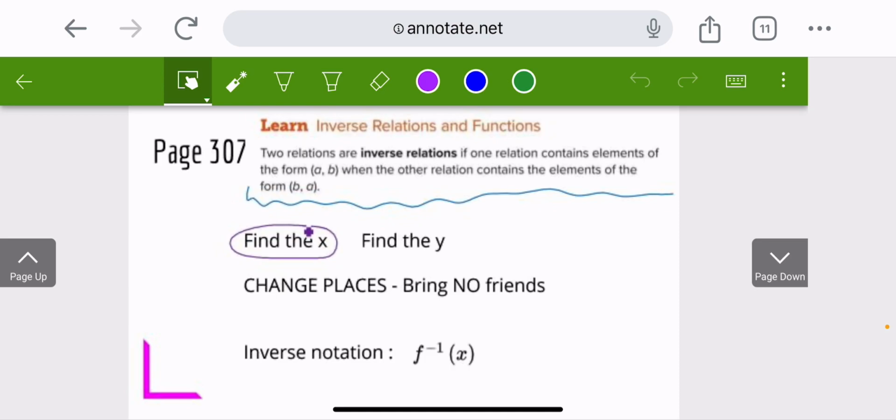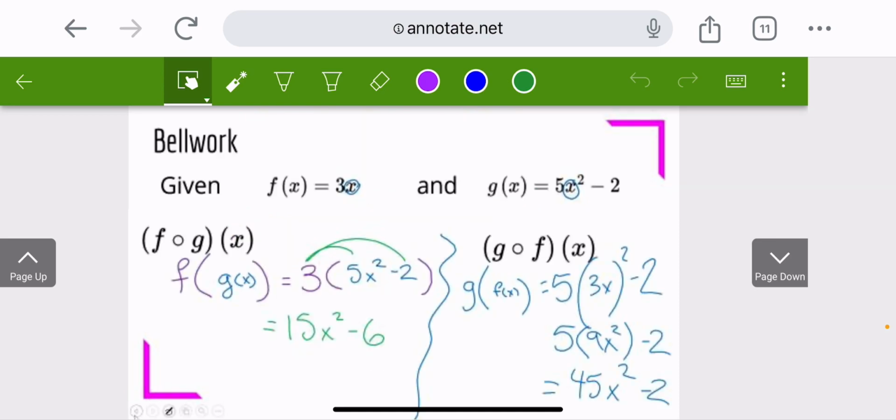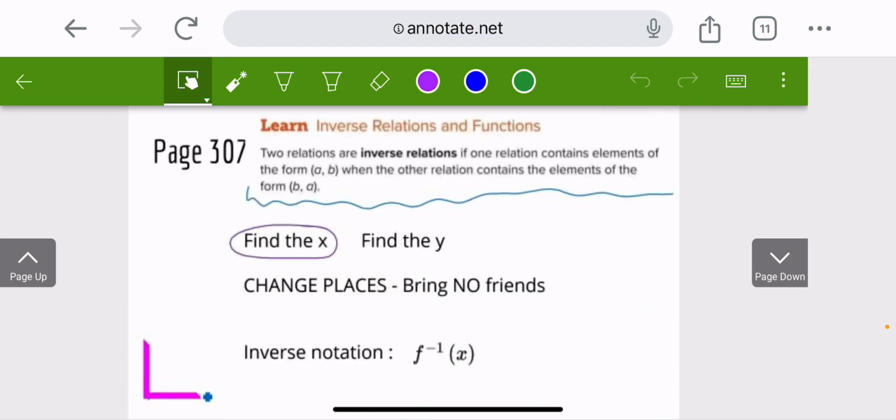I'm going to find my x. I'm going to find my y. And what it feels like, it's very Mad Hatter from Alice in Wonderland, where they change places. And they're physically going to change places. So when we are finding our inverse relations, our inverse functions, we're going to be taking our x, taking our y, and changing their places. No numbers get changed in the process of making the inverse.